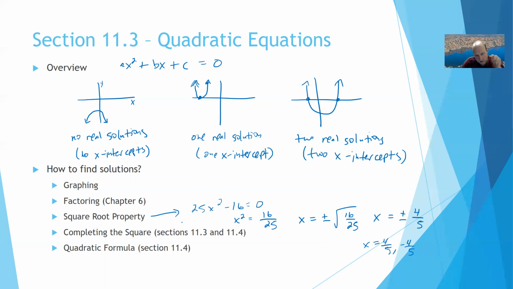It was kind of a shortcut to maybe factoring or something like that. I mean, definitely something like this would be a difference of squares, where you could factor it into 5x minus 4 and 5x plus 4. But this is just kind of a shortcut to that method. Then we completed the square. So we started that in section 11.3, and we continued it in 11.4. And then finally in 11.4, we did the quadratic formula, which I could always use to find solutions to quadratic equations.